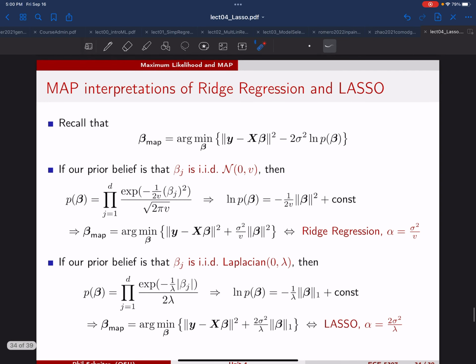So there's another option. This is beta j is IID Gaussian, you get ridge regression. What if beta j is IID Laplacian? So let me just draw a little picture. So when you have Gaussian data, that means you have this bell curve. This is not a very good picture. Sorry, but you kind of know what it should look like. So when you have Laplacian data, it looks instead like this.